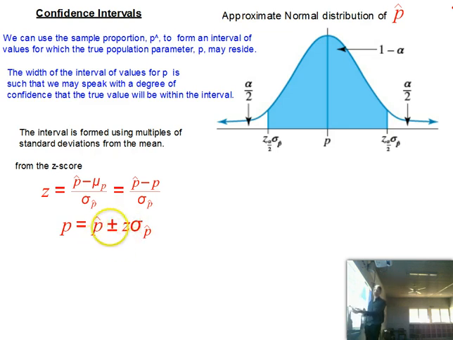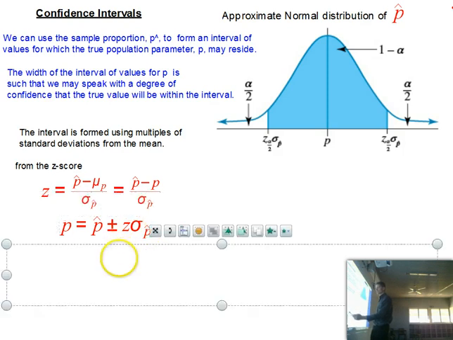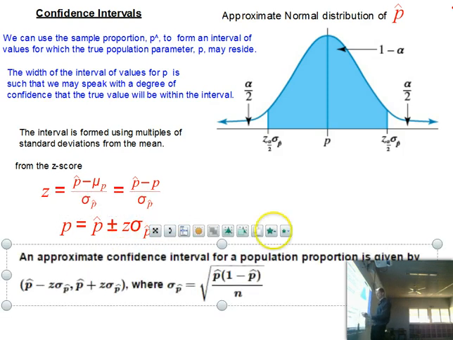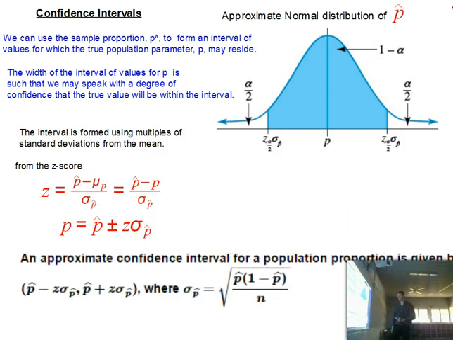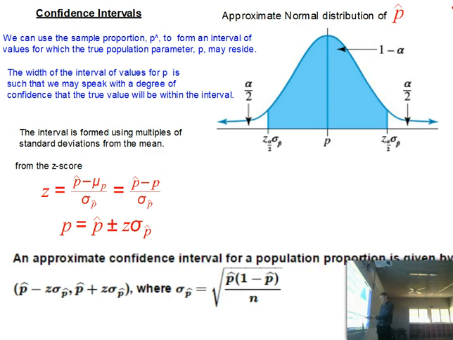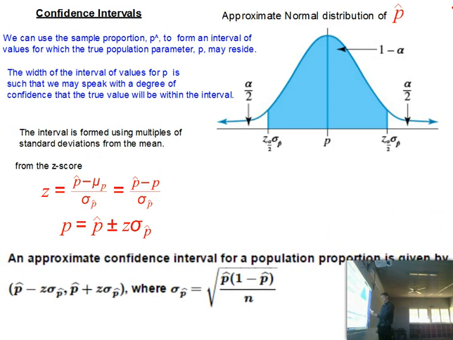Now z, we can say add and subtract values of z because they can both be positive and negative, especially when it's the standardized z-score, isn't it? Because the mean is 0 and the standard deviation is 1. Okay, multiplied by some standard deviation. So that produces intervals. So an approximate confidence interval for the population proportion, p, is given by this.